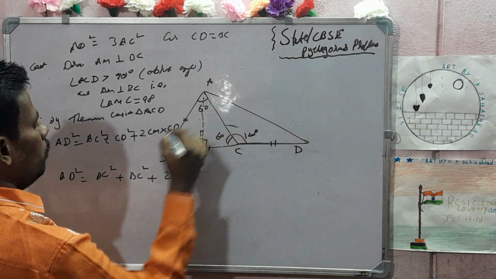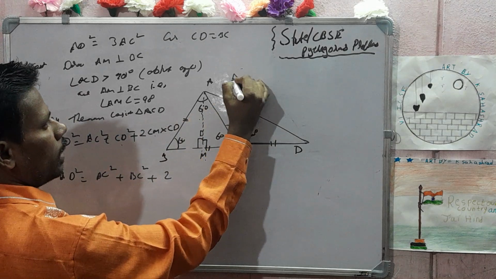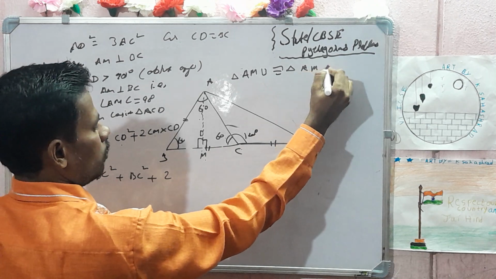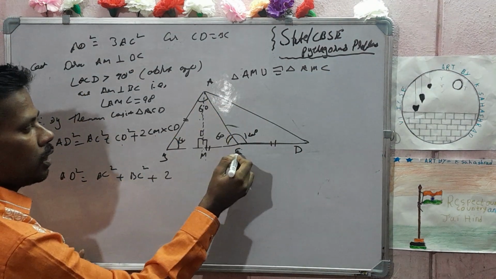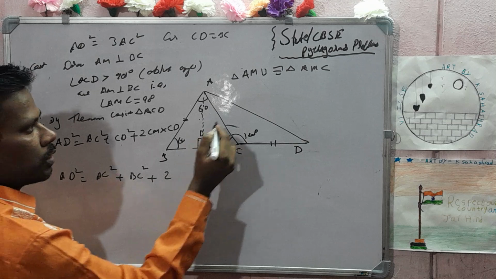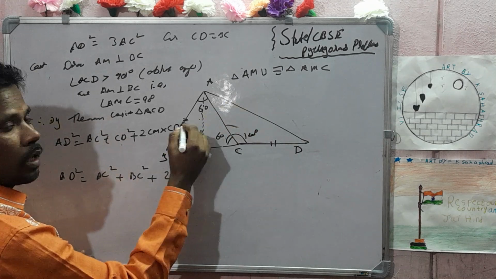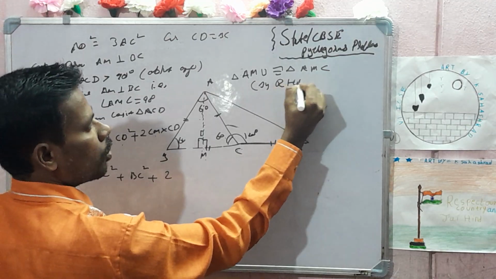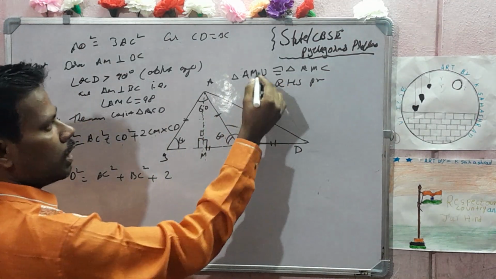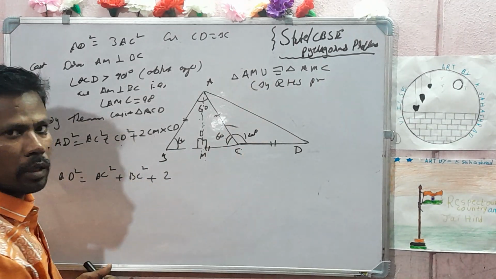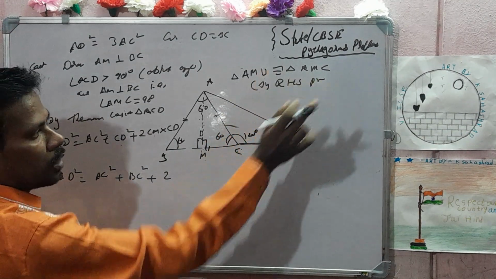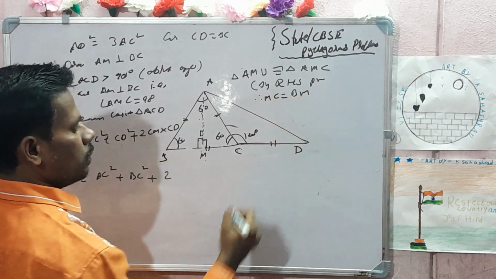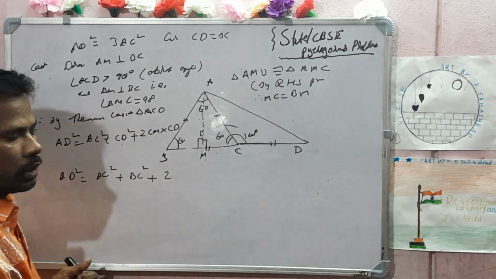Therefore, if you want you can write previously triangle AMB is congruent to triangle AMC. Why? Because 90 degrees by construction and equilateral triangle opposite sides are equal and this is the common side. Therefore, by RHS property, triangle AMB is congruent to AMC. Since you are in 10th class, if you don't write also nothing will happen, just write down RHS property. Therefore, MC is equal to BM, right?